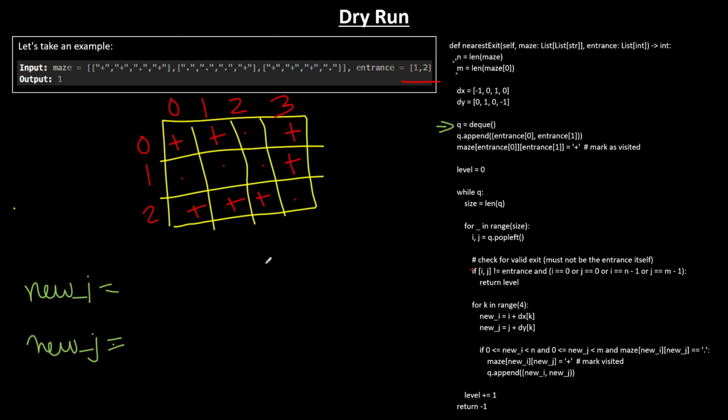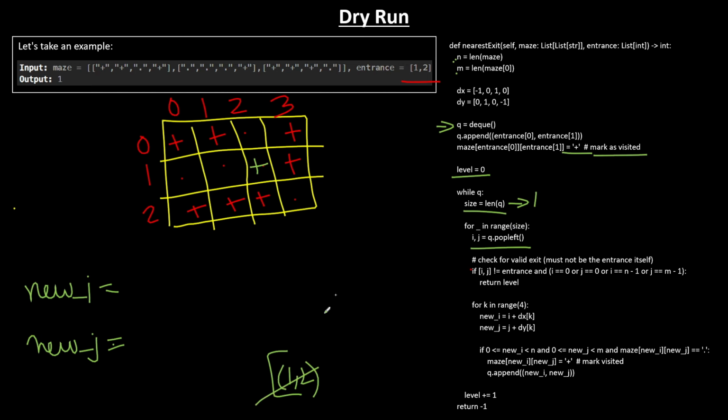Now we will append values in the q. So let the q be here. We have appended the entrance value. The entrance value is 1 comma 2. After that we have marked it as visited by making it a plus. So 1 comma 2 is this. Level is 0. Now we take the length of the particular level, which is 1 in this case. Now we pop the values, which is 1 comma 2 here.